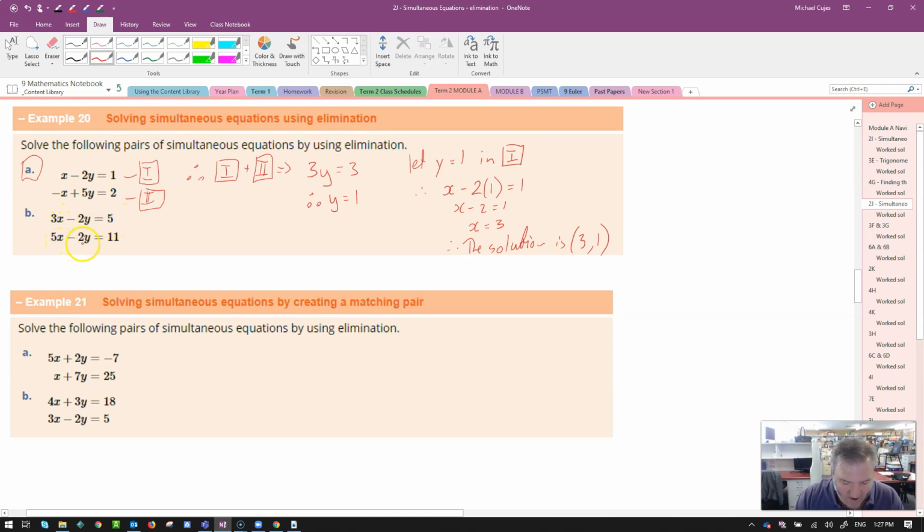3x minus 2y equals 5. 5x minus 2y equals 11. I've got my two equations there. You can label them on the left if you'd rather. It doesn't really matter to me or anyone else, as long as we're clear what we're doing, that's fine.